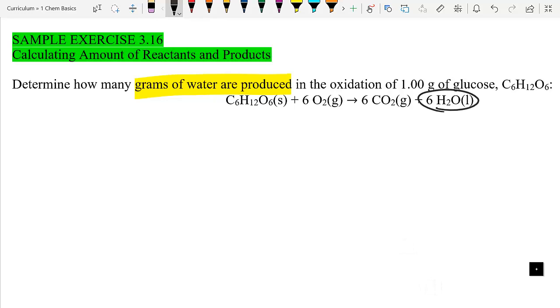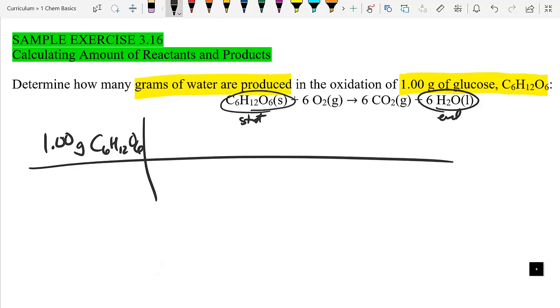In the oxidation of 1 gram of glucose, C6H12O6, we have our glucose as the beginning, right? So we start here, and we're going to end with the water. We're trying to figure out how much of that is produced. So we're going to do our multi-step setup. We begin with our 1 gram of the glucose.